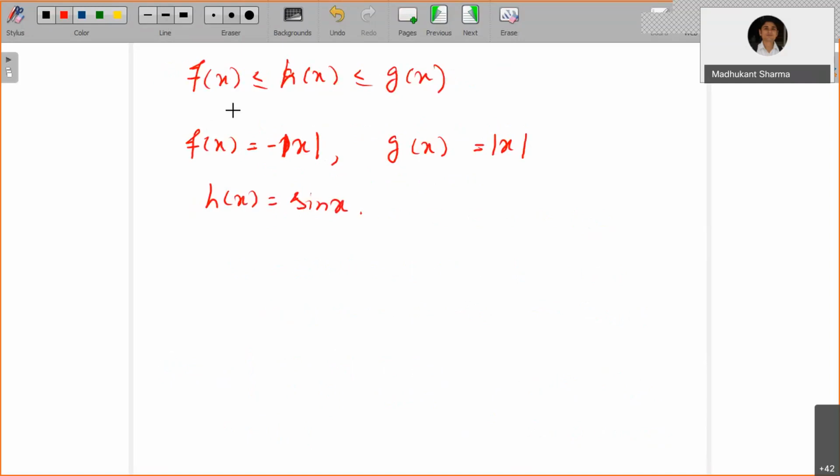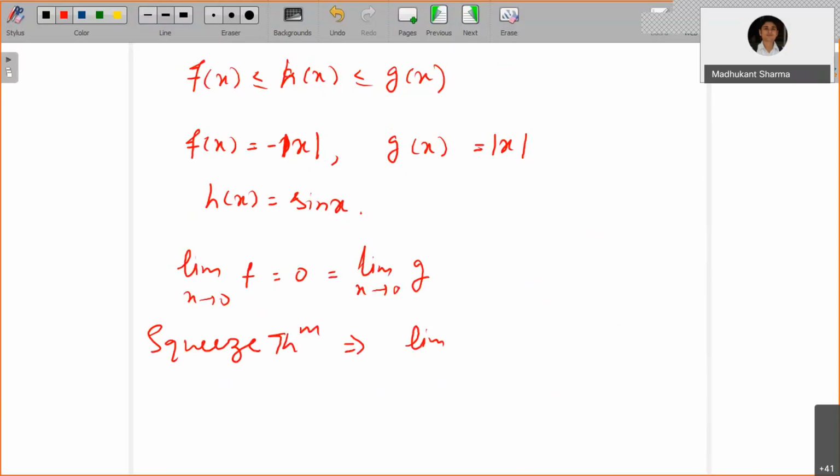You know that the limit of f as x tends to 0 is 0, and the limit of g as x tends to 0 is also 0. So the limit as x tends to 0 of f equals 0, which equals the limit as x tends to 0 of g. Then the Sequential theorem implies the limit as x tends to 0 of h is also 0. So this is an example of the Sequential theorem.